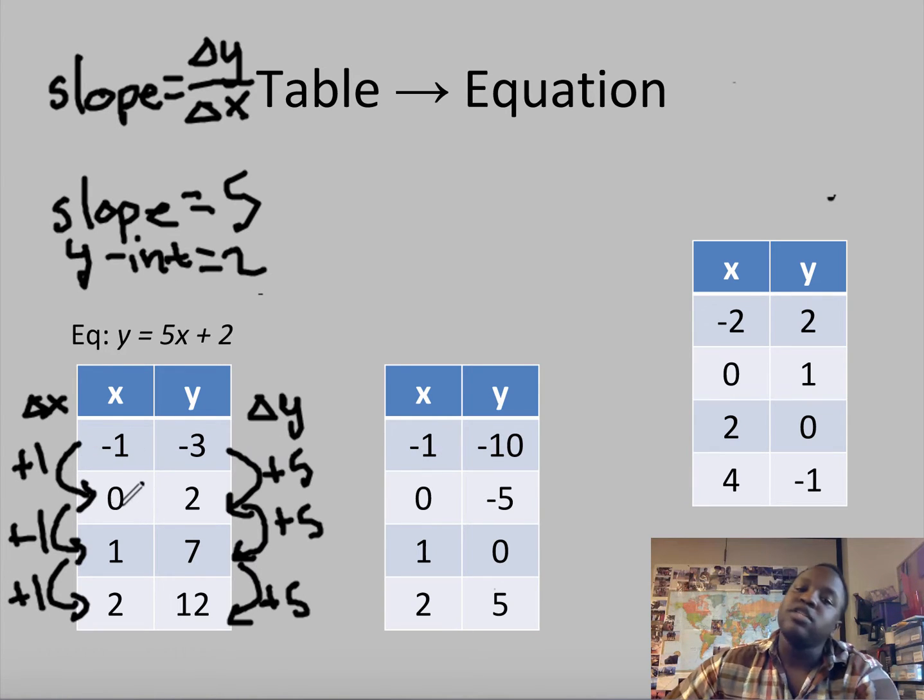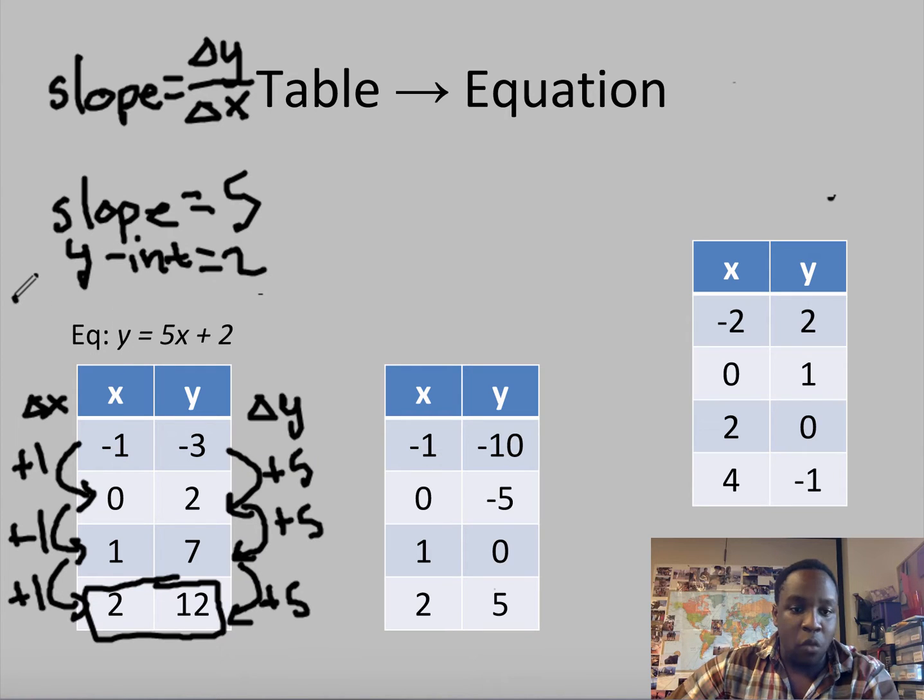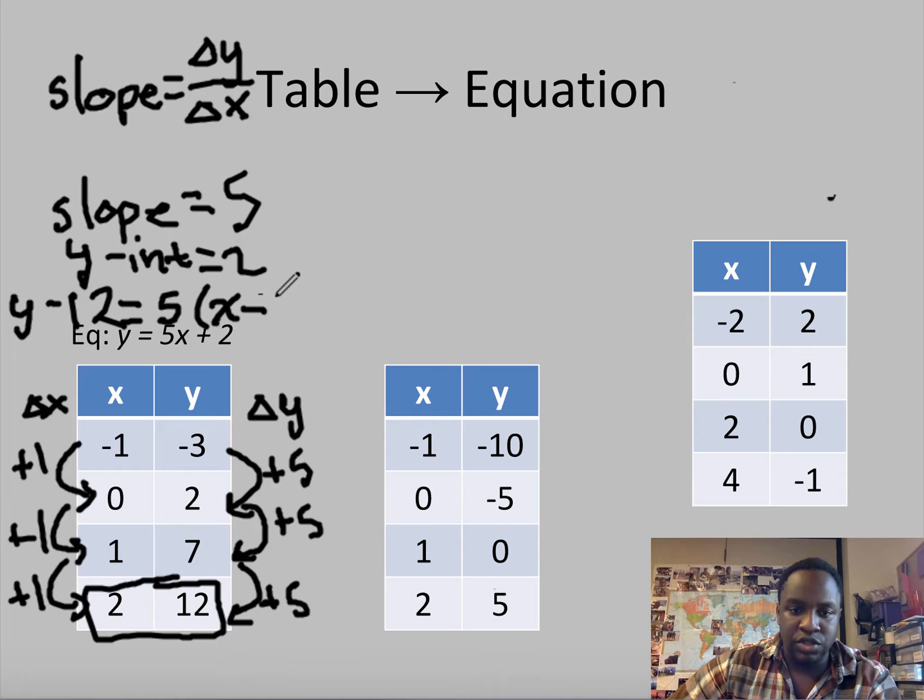We can still put it into point slope form. We can take any of these points and take the slope. And let's say we're going to take this point, 2, 12. We can also put it into point slope form and say y minus y1, so y minus 12, is equal to the slope times x minus x1, so 5 times x minus 2. And that's an equation of the line as well.